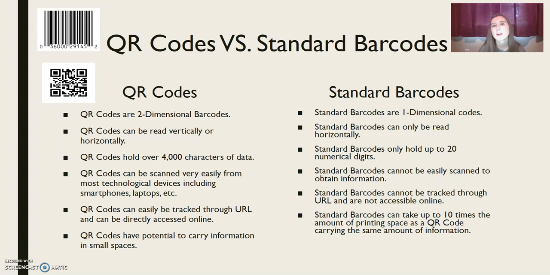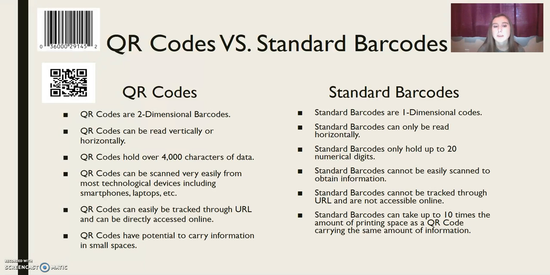As I mentioned, QR codes do look very similar to standard barcodes, but they're really not all that similar. QR codes are way more advanced than standard barcodes. QR codes are two-dimensional barcodes, while standard barcodes are only one-dimensional. QR codes can be read vertically or horizontally, and standard barcodes can only be read horizontally. QR codes can hold over 4,000 characters of data, and standard barcodes can only hold up to 20 numerical digits.